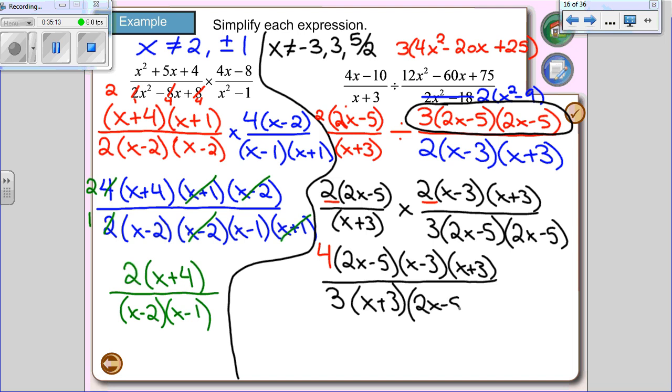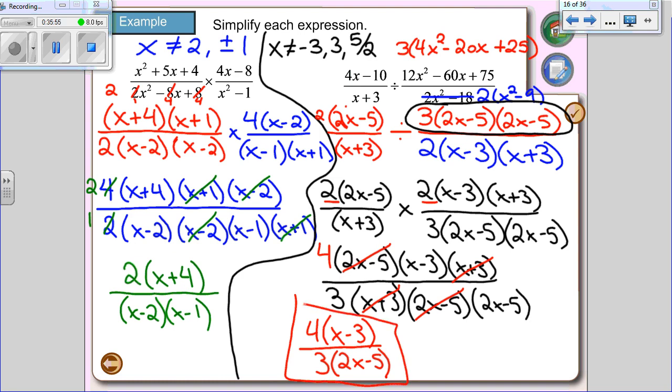What's my last step going to be now that I've multiplied them together? Cross out any brackets that are on the top and the bottom. I have 2x minus 5 on both. I have an x plus 3 on both. Now you write out everything that was left over. What's left over is 4 times x minus 3 divided by 3 times 2x minus 3. That is my final answer. And my NPVs I've written at the top, because I always write them there for safety. So I never lose them in the madness of factoring five different things, and then multiplying and dividing and canceling, and all that madness.